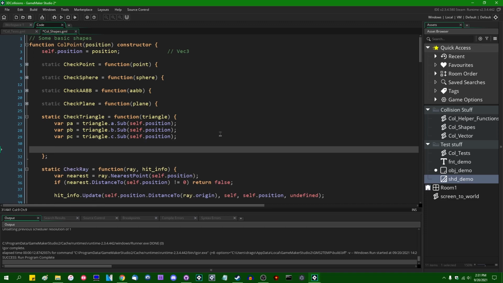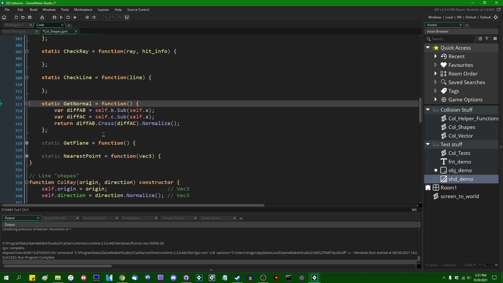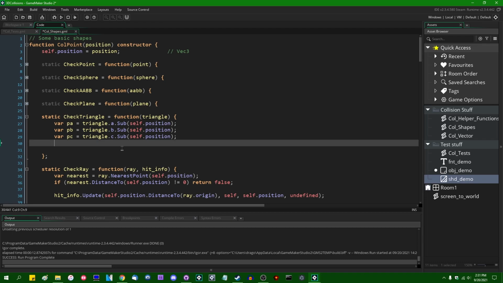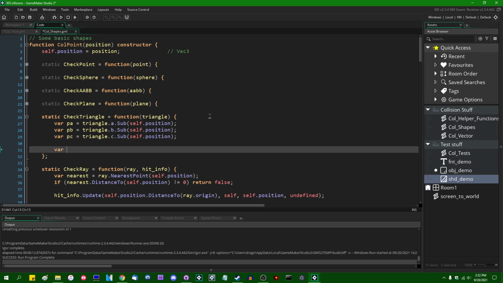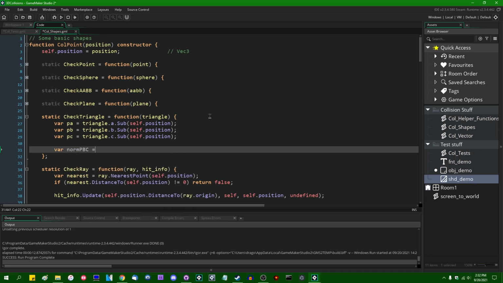Anyway, we are going to generate the surface normals of each of the three triangles. This is going to look a lot like the getNormal method inside the triangle shape. We're just going to be finding the cross product of one side versus another and normalizing that, and that is going to be a surface normal. So if I were to scroll back up here to points checkTriangle, we can say var normPBC is going to be PB.cross(PC), and we're going to normalize that so that it has a unit length of 1.